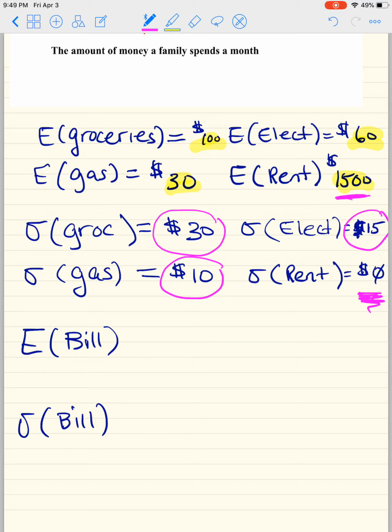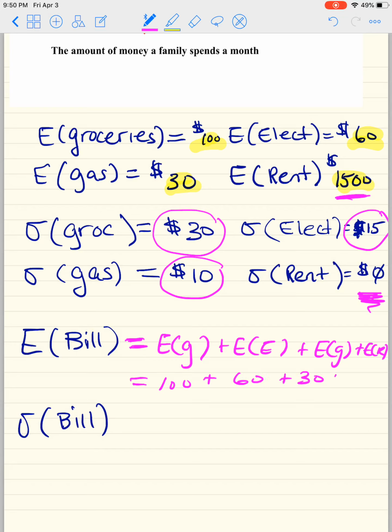So let's figure out our total bill for the month. And obviously there's more items, but we're just going to pretend that these are our only items. So it would be the groceries plus the electricity plus the gas plus the rent. And so that is going to be 100 plus 60 plus 30 plus 1,500. Now, you can extend this as much as you want. And so we have 190, and so we have 1,690 is their monthly bill.